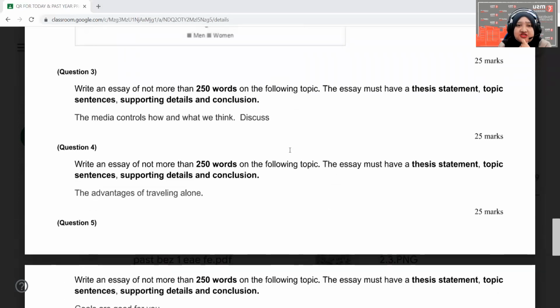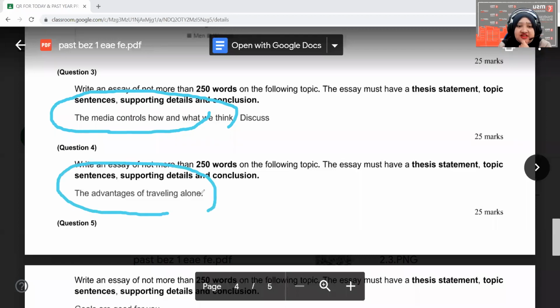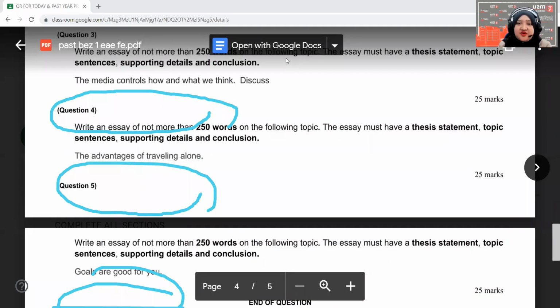And the last 3 options are all essay questions. Either you want to write about media control, about traveling, or the last one, about goals, if you want to have goals in mind. Out of the 3 essays, there are times when students actually decided to answer all 3 essay questions for part B. By all means, if you are interested to write all essays, carry on.